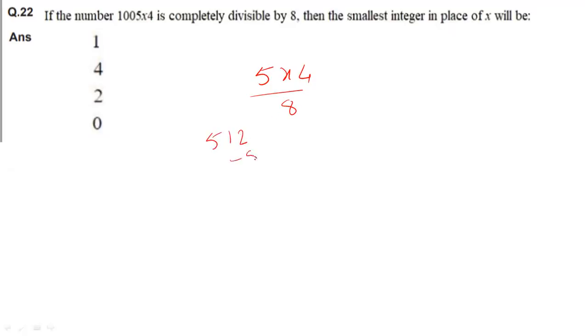So 512 minus 8 also should be divisible by 8. So 504 should be a number divisible by 8. So X can take the value 0, which is the least possible one. Let's see the next question.